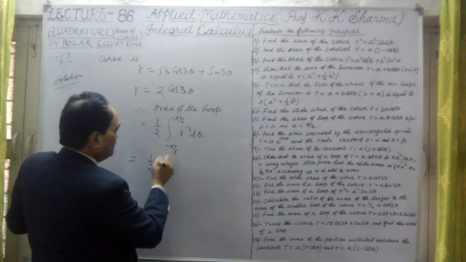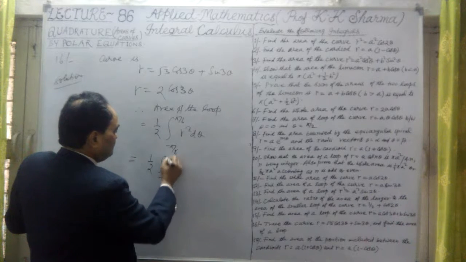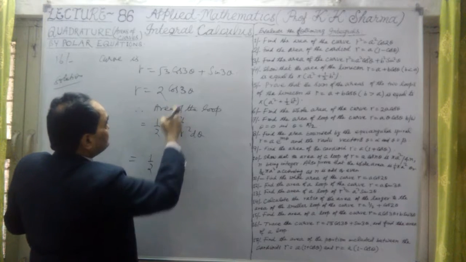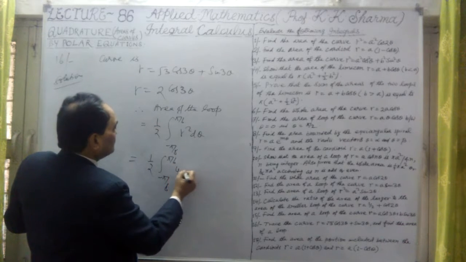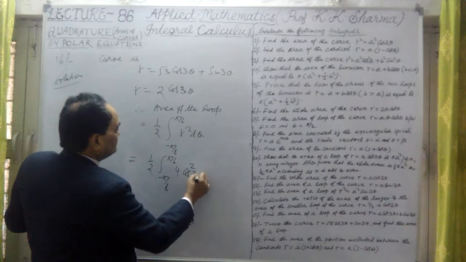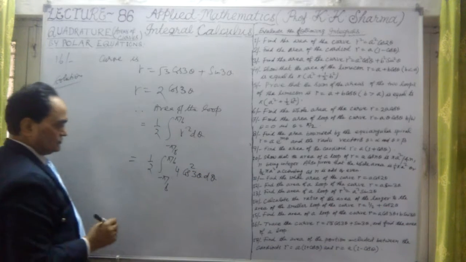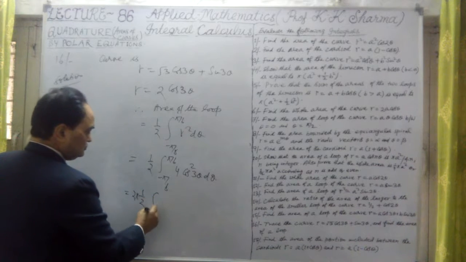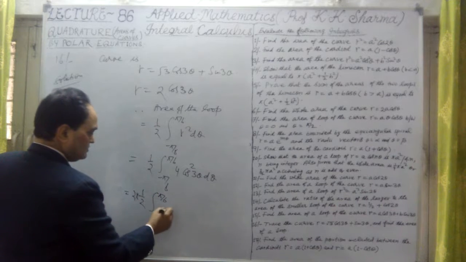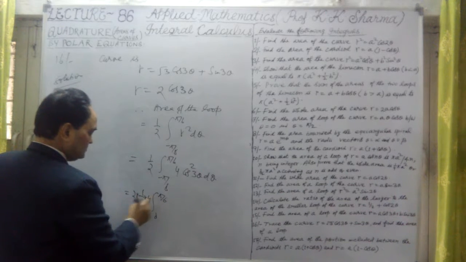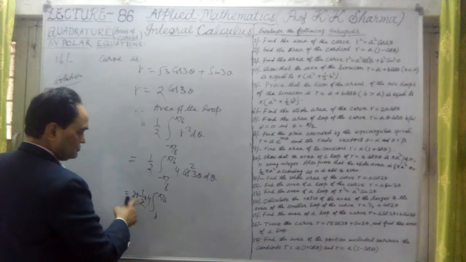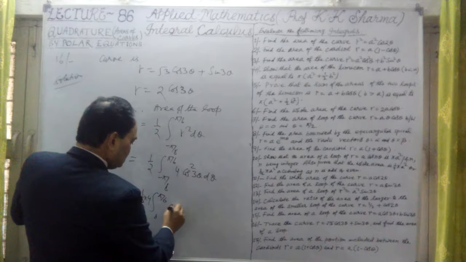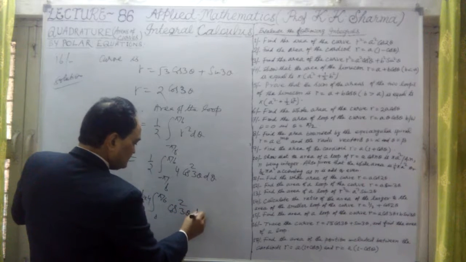Now putting the value of r square, minus pi by 6 to pi by 6 again, and here r square is 4 into cos square 3 theta into d theta. Okay, this can be further written as 2 into 0 to pi by 6. The 2 cancels out, so 4 only, 4 times, 0 to pi by 6, and here it is cos square 3 theta d theta.